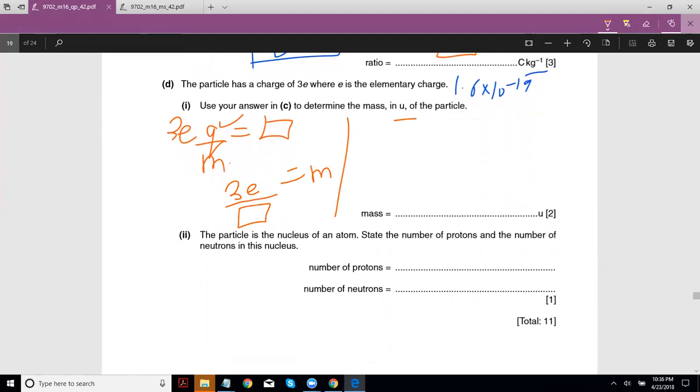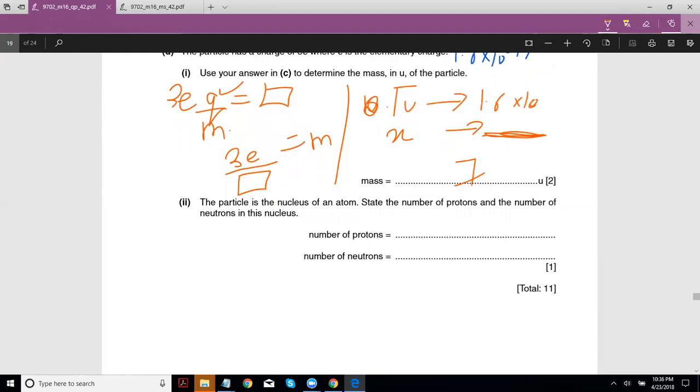Conversion of U is like, 1 U, for example, is something into 10 to the power something. Do it by ratio. So X U would be whatever value you get, and then you just do it with the ratio method. The answer is 7, by the way.